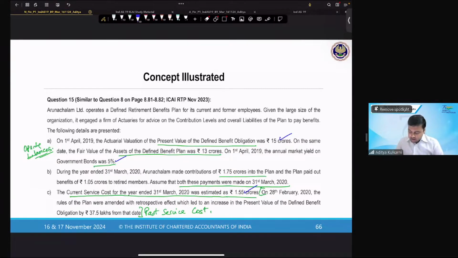Now what is happening? During the year, Arunachalam made contributions of 1.75 crores into the plan. Will this hit my defined benefit obligation account? Think and answer. Okay, Hemant has given an answer. What about girls? Sir, please repeat your question. This figure, made contributions of 1.75 crores into the plan. Will it affect the defined benefit obligations account?